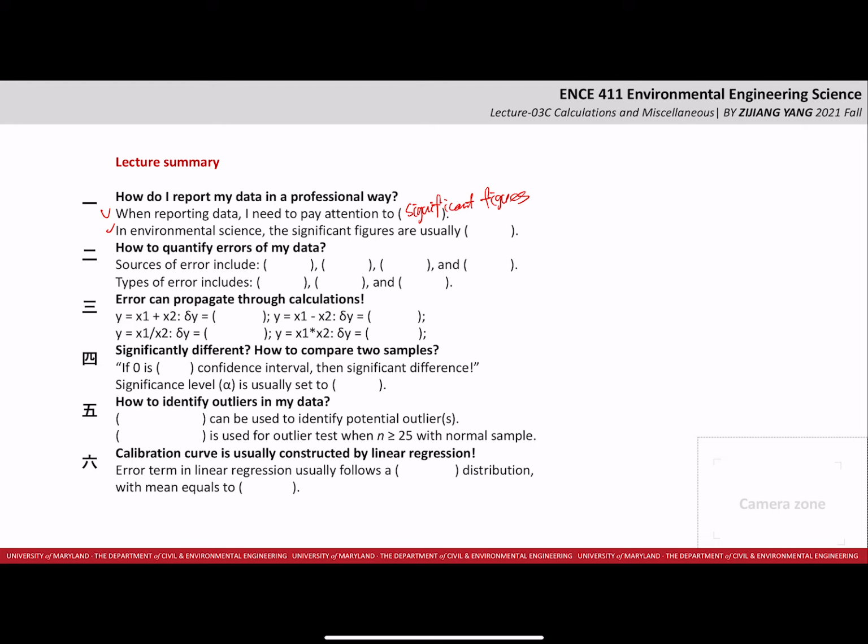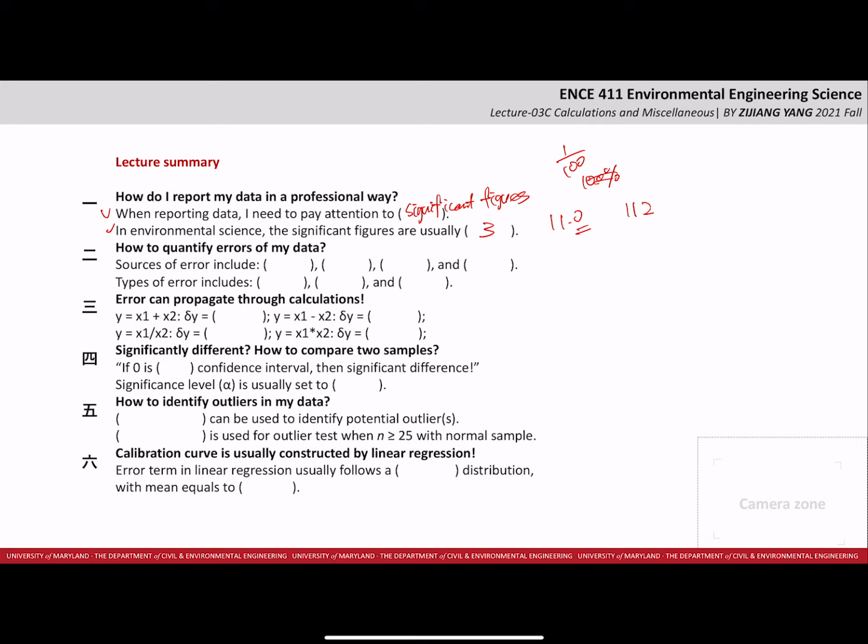In environmental science, the significant figures are usually 3. I didn't talk about this before, but we will have something like this one or this one. The reason is that if we have 3 significant figures, the last one has an influence that is small enough. But if you have a context, you should follow the rules given by the context.